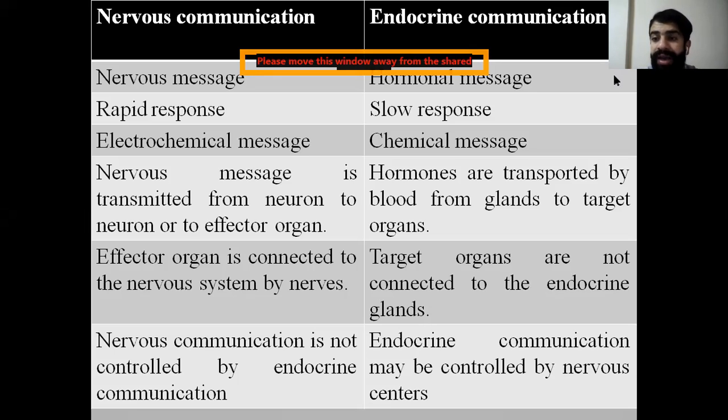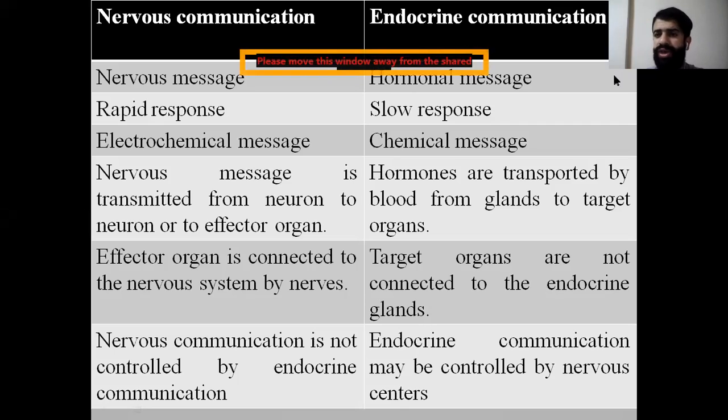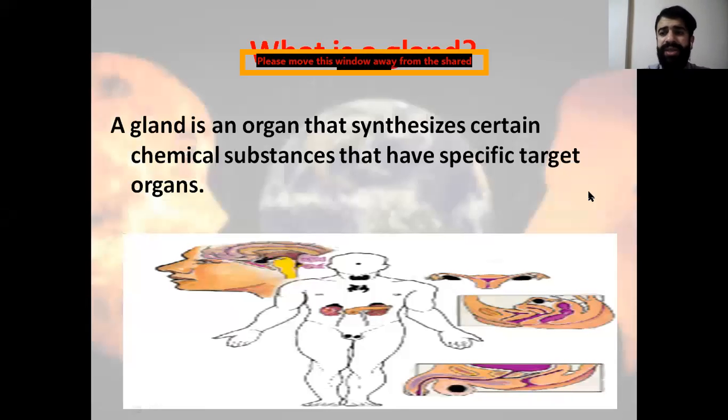How are they connected to the endocrine glands? There is no direct connection between them. They are connected through the blood, through the secretion of hormones. Nervous communication is not controlled by the endocrine one, whereas the endocrine may or may not be controlled by the nervous communication.